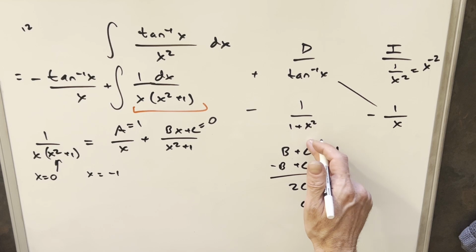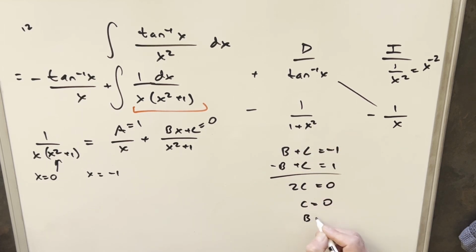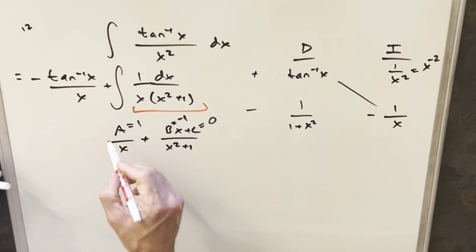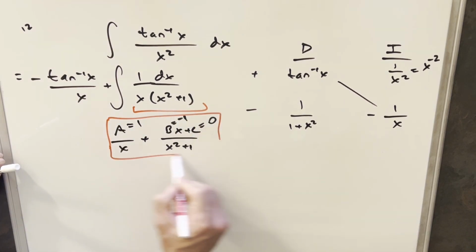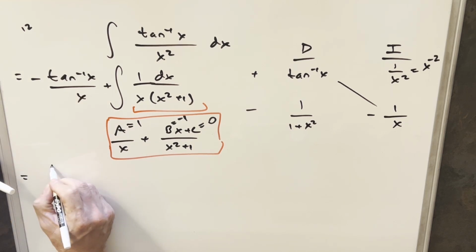Then I can just go back and plug it in, like here in the first equation. If I plug in c equals 0, then our b value must be minus 1. Okay, so now with my a, b, and c values, I'm just going to take this and go back to the integral. So we have this first piece, I just want to copy that down so we don't lose it.